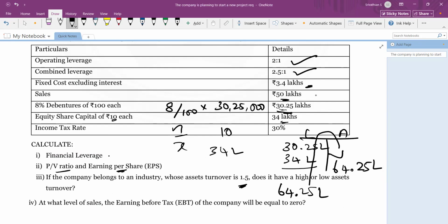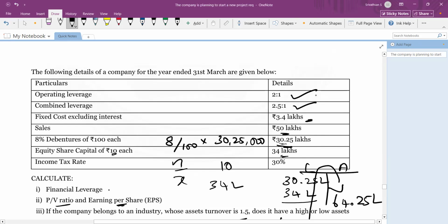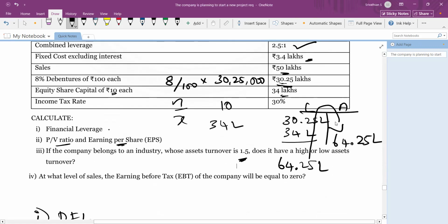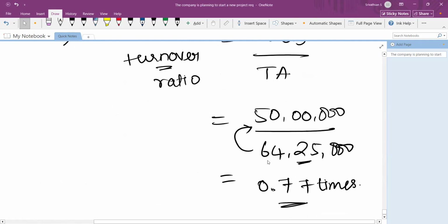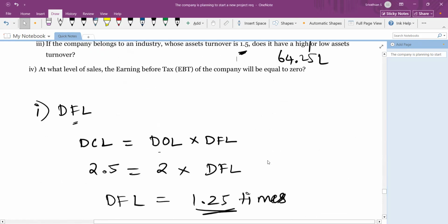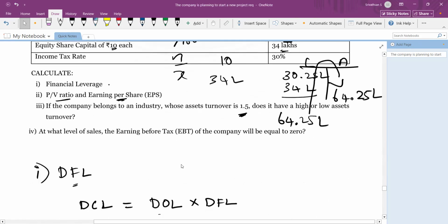So this company, what is the name of the company? It is not given, but this company is not making use of its assets properly for generating sales. Whereas other companies in the industry are making effective use of their assets for generating sales. So the asset turnover of this company is lower than the average industry asset turnover. So that is the conclusion.